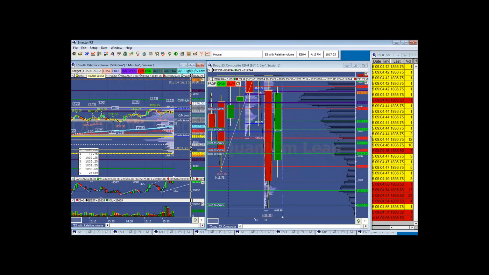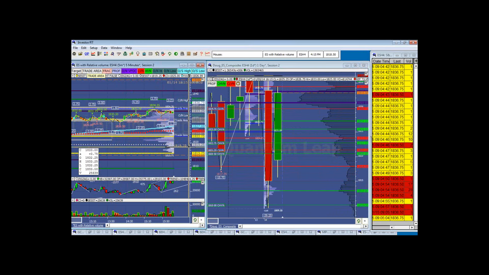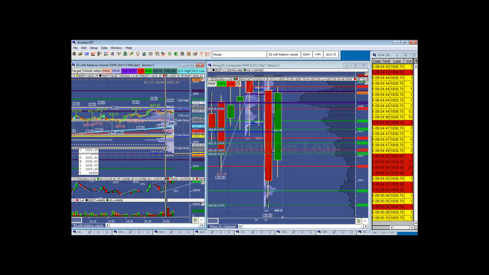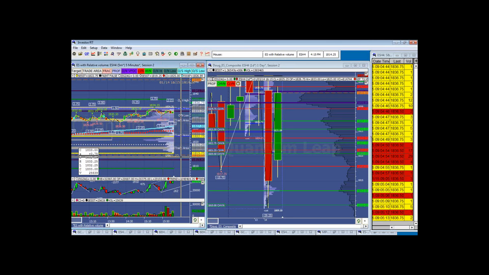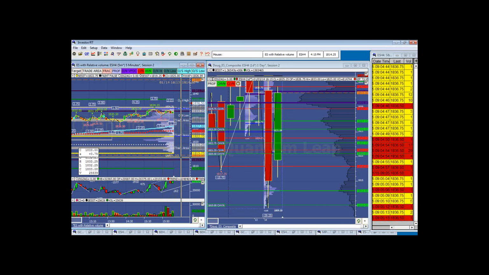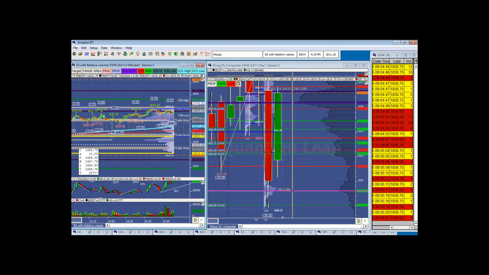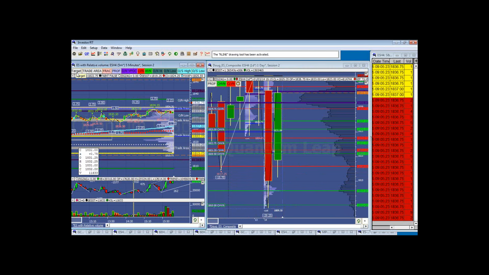That will be another area that I'll be looking to do business. And if we break below that, I'll be looking for a move down to test the overnight low. We've got the naked close down here at 1815 with a naked VPOC down here at 13, that accumulation that I was talking about down here, and that will be a major target for me to the low side.